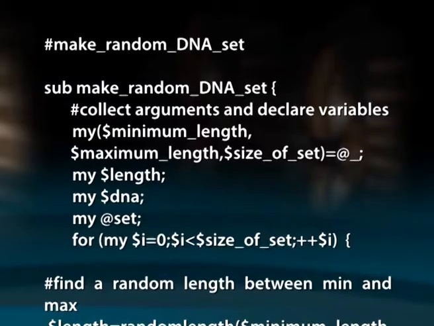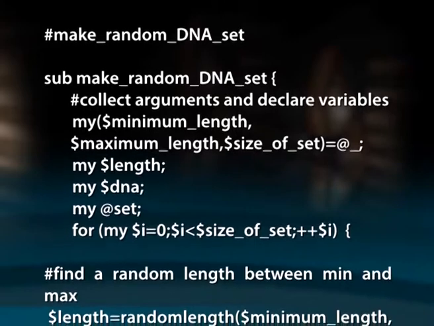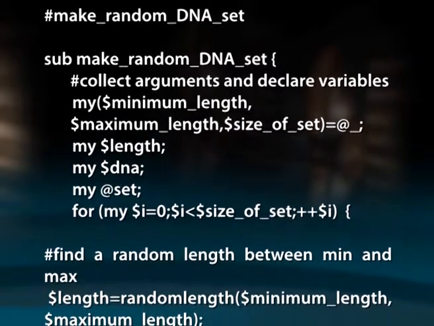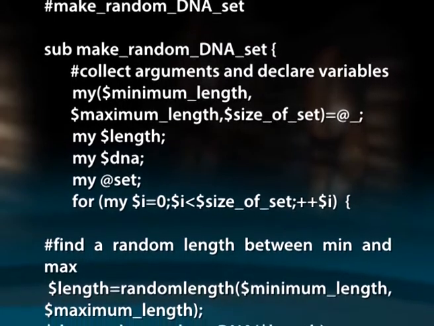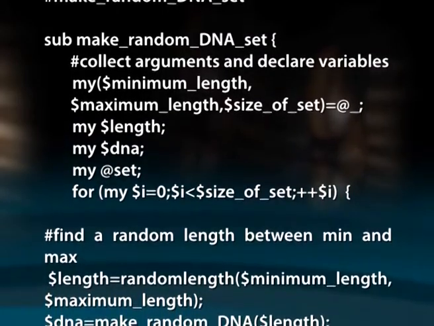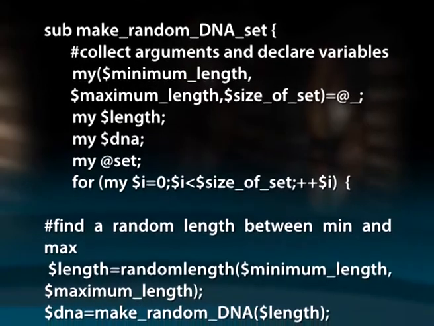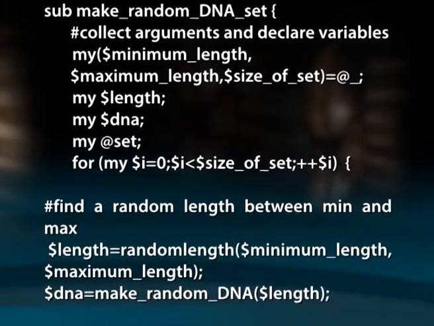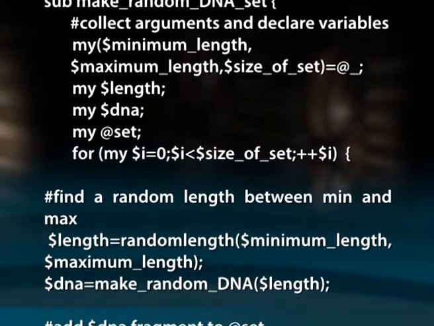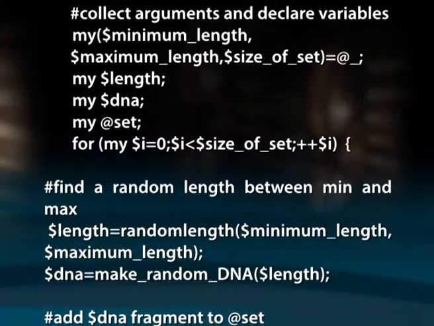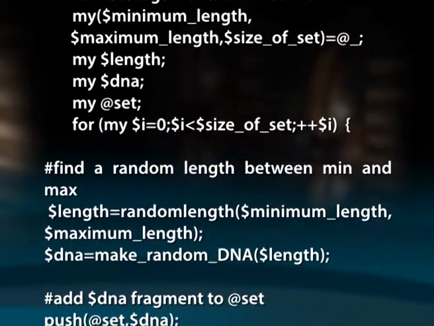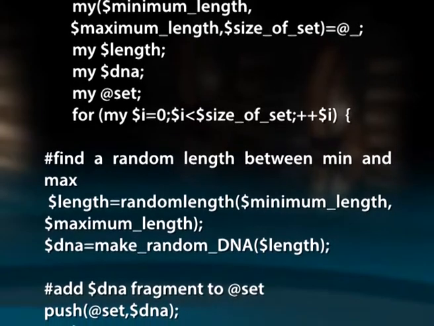Now, we consider each of the subroutines used. Make random DNA set. Sub make random DNA set. First of all, we have to collect arguments and declare variables. My $minimum length, $maximum length and $size of the set is initialized to the array. My $length, my $DNA and the array my set. For my $i equals 0, $i less than $size of set, plus plus $i.